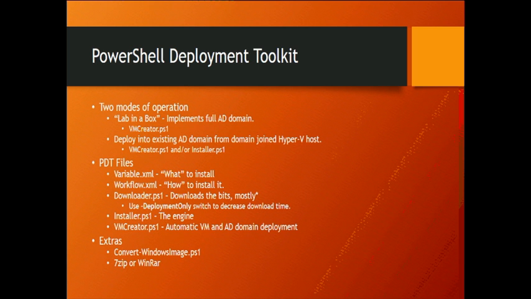A couple extras that you need if you need to deploy VMs as part of your lab environment is Convert-WindowsImage, which will actually take your Windows Server ISO and create a VHD file, which can be used during the deployment process. And I'll show that here in just a little bit. Also, you'll need either 7-Zip or WinRAR, due to the fact that some of the System Center evaluation bits are actually compressed as RAR files.